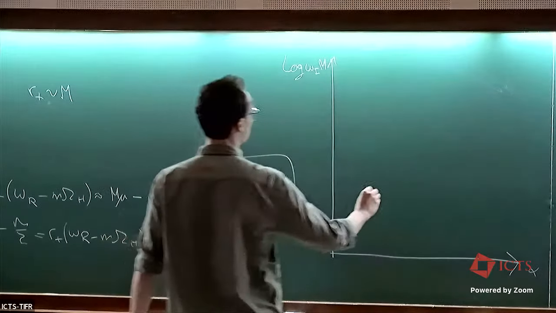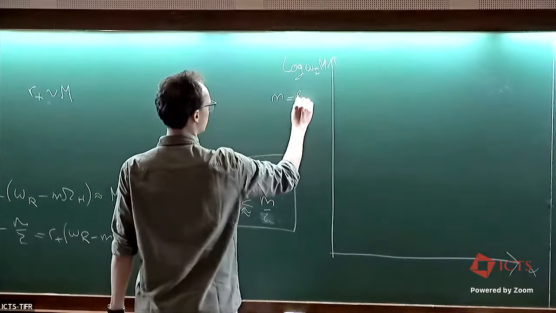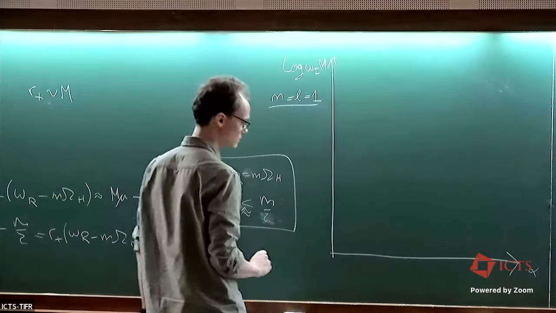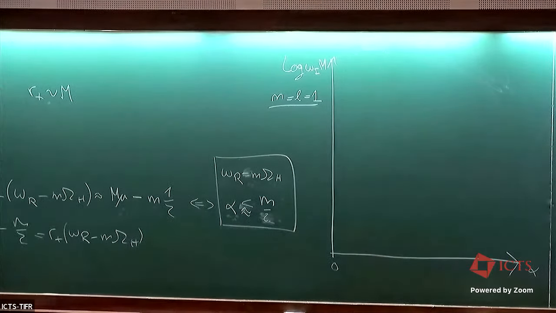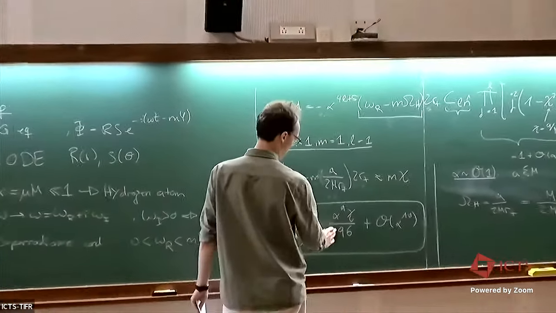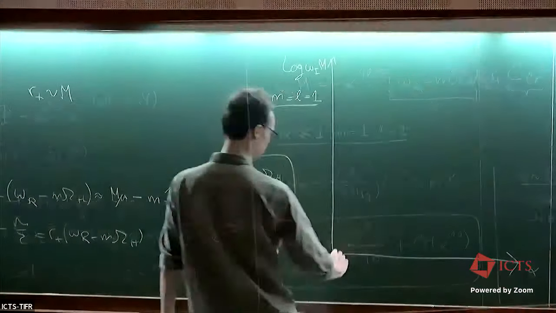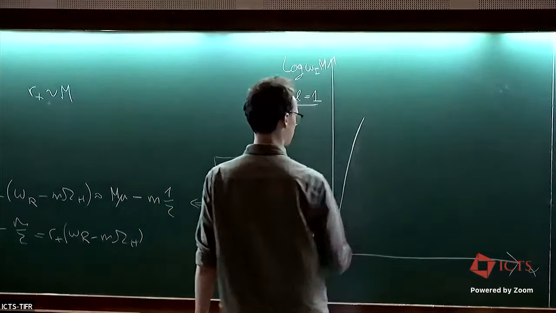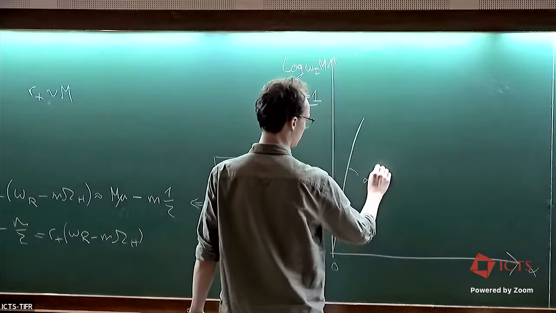And let's focus first on the m equals L equals 1 mode. Okay, so this is 0 here. And so for small alpha, we derive this expression. If we set chi to 1, again in the most extreme case, or approximately 1, then it's just some alpha to the 9 scaling. So in a log plot, this will look something like this. Here, this corresponds to an alpha to the 9 scaling.